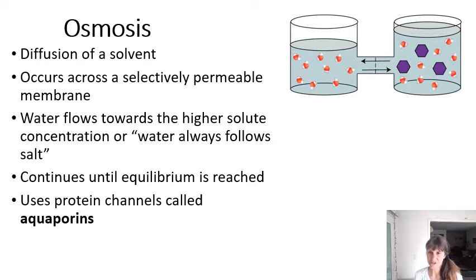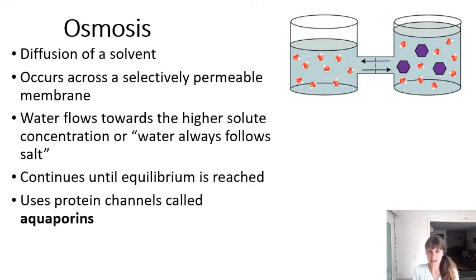Previously, we've discussed diffusion in terms of a solute, something dissolved in a liquid. Osmosis is a special type of diffusion where a solvent is moving. In the case of the human body, we're looking at water. It occurs across a membrane that is selectively permeable to water. In plasma membranes, there are different things embedded that allow not just water but solute to move.